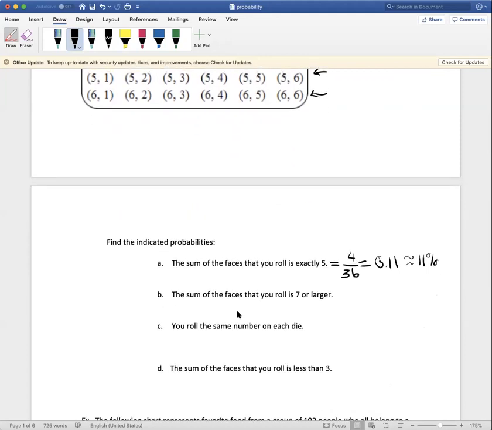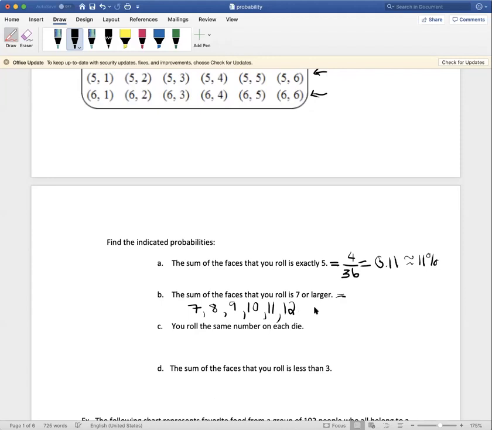Well, let's take a look at this next example. The sum of the faces that you roll is 7 or larger. So we're asking a bit of a different question here. For this one, we want to find the probability the sum of the faces we roll is 7 or larger. So that means the sum of the faces we can roll are 7, 8, 9, 10, 11, 12.